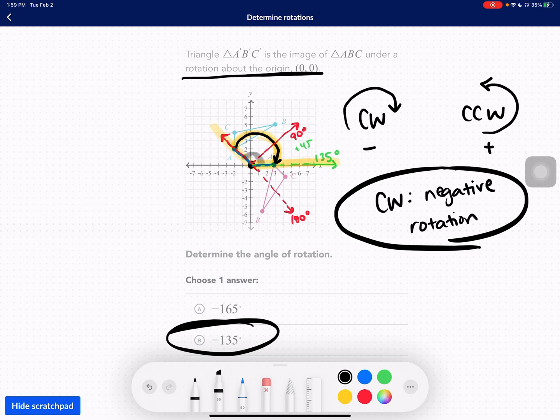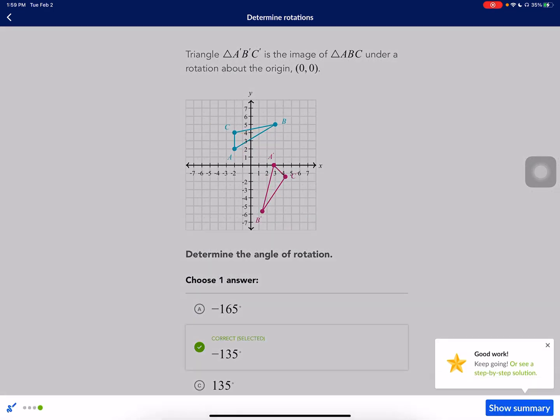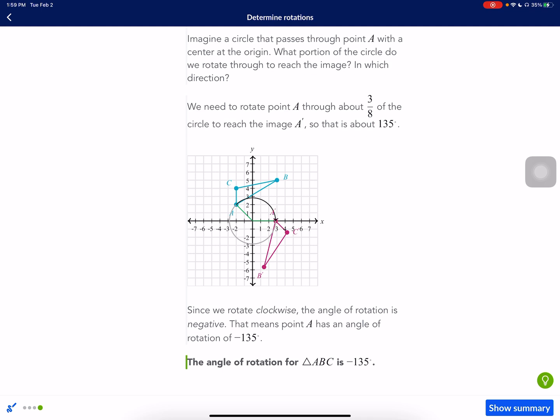Okay, so let's see here. If I select B, yep. Okay, so those are 4 problems, and I recommend anytime too is seeing a step-by-step solution after the fact. Even if you get it right, I still recommend reading through the step-by-step solution. It can't hurt, right?